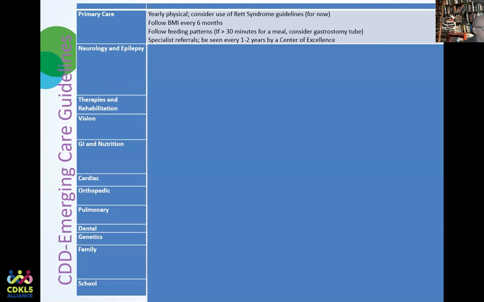Useful guidelines: if it's taking more than 30 minutes to finish a meal, it's likely that if this carries on for a period of time, weight will plateau and there may be the need for a gastrostomy tube, and necessary referrals may need to take place as part of that. Your primary care will be referring you to specialists. And I think it's important to be seen by a center of excellence every 1 to 2 years. A lot of times the center of excellence isn't available, and so that's why the guidelines were created for Rett syndrome, such that your primary care can work with the specialists that are available in your area in a way that suits you and your family best.